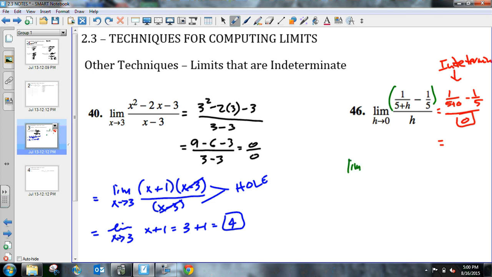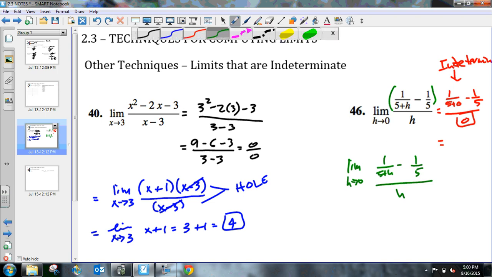So let me write this out. The limit as h approaches 0 of 1 over 5 plus h minus 1/5, all over h. Now, when I have incepted fractions like this, I want to turn this into one fraction. So let's put our numerator as one fraction. To do that, we got to get a common denominator. So I'm going to multiply this by 5 over 5, and this fraction here by 5 plus h over 5 plus h. And then I'm going to get this as my limit.